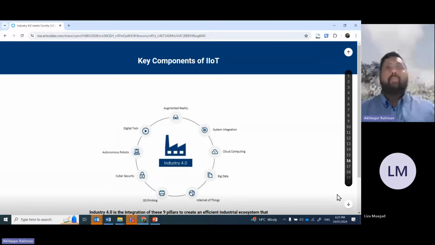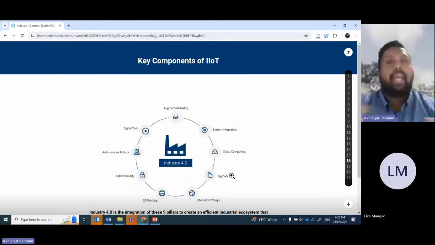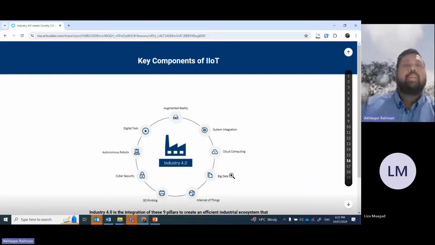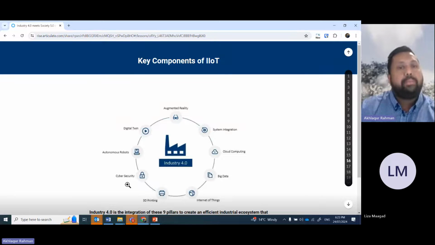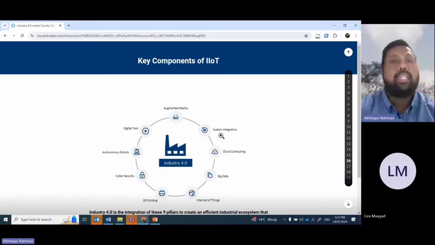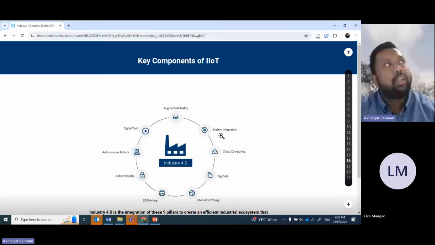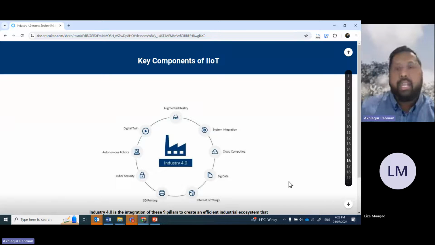Let's see what the key components of Industry 4.0 are. Again, today's presentation is not really about Industry 4.0. We have done similar presentations before, but I can see by the comments that a lot of you know about Industry 4.0. As I mentioned, technologies like big data, cloud computing, IoT, 3D printing, cybersecurity, autonomous robots, digital twin, AR, VR, augmented reality, virtual reality, and system integration will be key components of industrial IoT, or Industry 4.0 in this case, as we progress further and further. So this is where we are currently at.